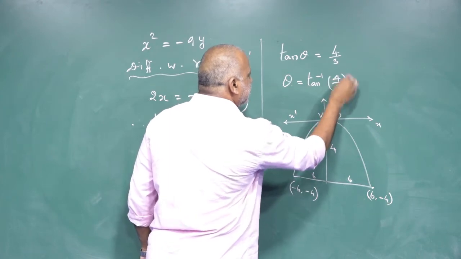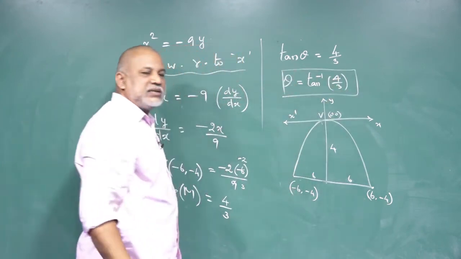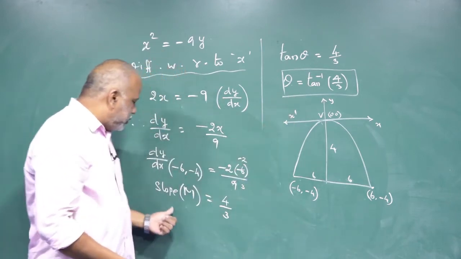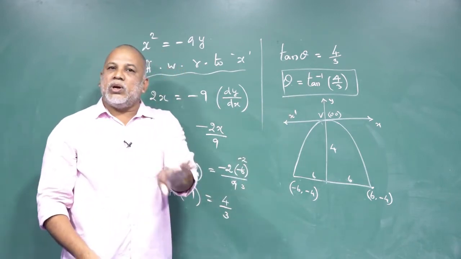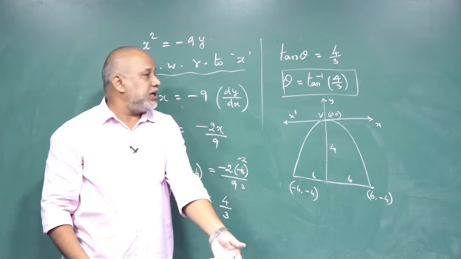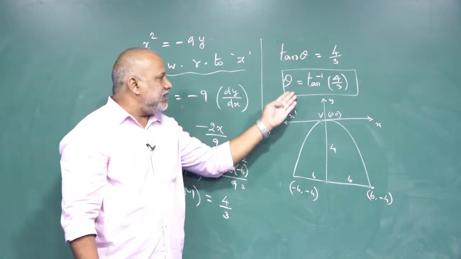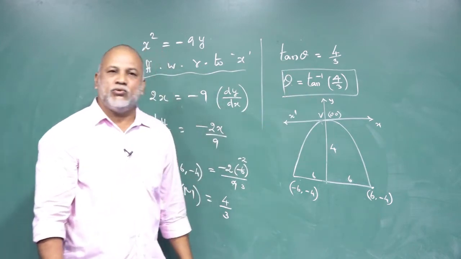4 by 3. So the question asked is find the angle. Angle is theta. How are we getting this theta? By using the slope. In your lower classes, what is the slope? Slope m equal to tan theta. So the slope m is replaced by tan theta. We need the theta. Theta equal to tan inverse 4 by 3.